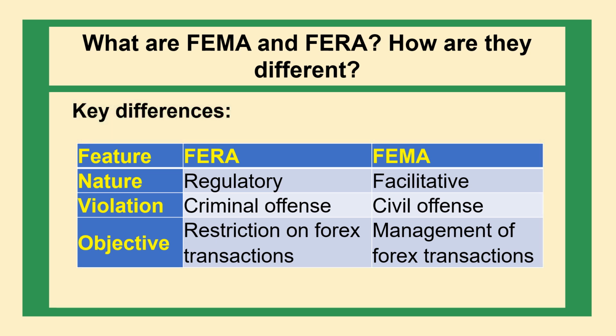Key differences. Nature: for FERA, regulatory; for FEMA, facilitative. Violation: for FERA, criminal offense; for FEMA, civil offense. Objective: for FERA, restriction on forex transactions; for FEMA, management of forex transactions.